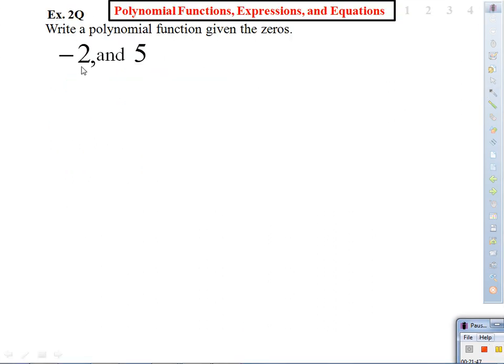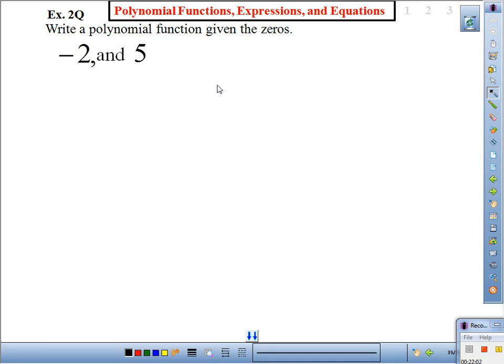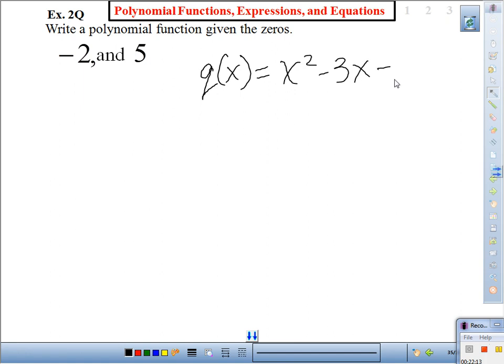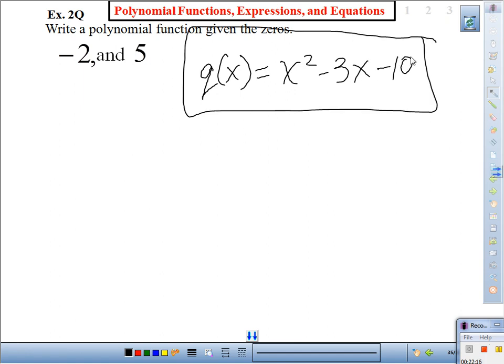Example 2Q, the zeros are negative 2 and 5. Find me the equation. You got 2 minutes. Ready, go. All right. By now you should have gotten something, and here goes the correct answer. I'm going to just use q of x equals x squared minus 3x minus 10. Hands up if you got that. That is correct. We got this, yes?